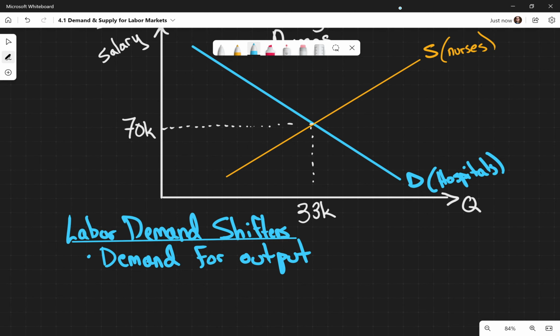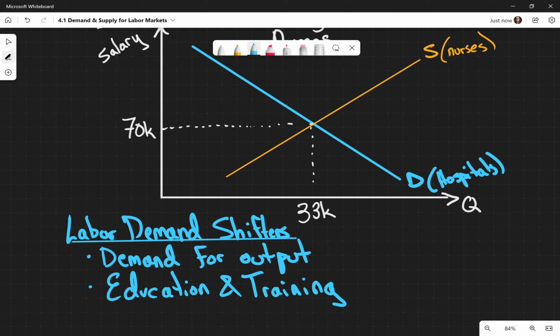Secondly, we've got education and training. If the applicant pool is highly trained and highly productive, then the demand for that particular type of labor is going to increase, right? So the more educated, the more trained the labor pool is, the greater demand the companies will have. Again, ceteris paribus.